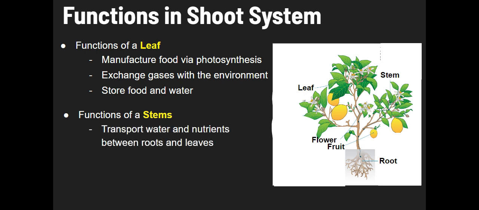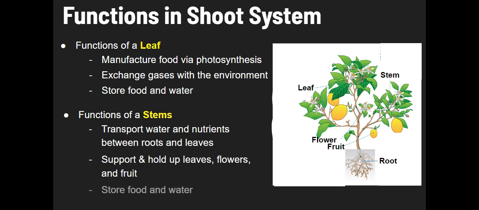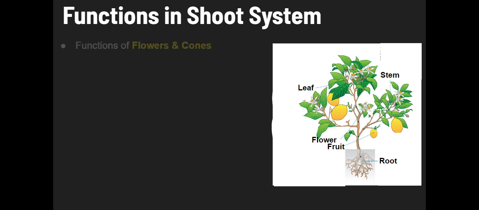Here are the functions of the stems. They transport water and nutrients between roots and leaves, and they support and hold up leaves, flowers, and fruit. They also store food and water.